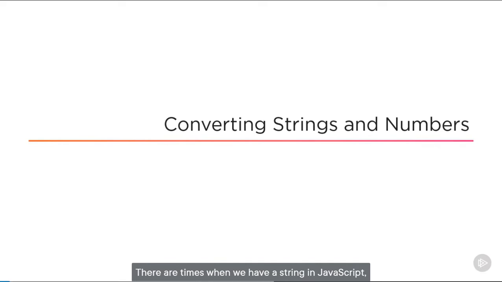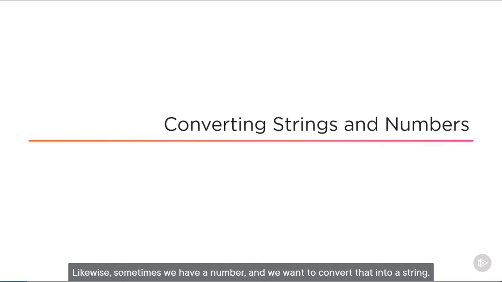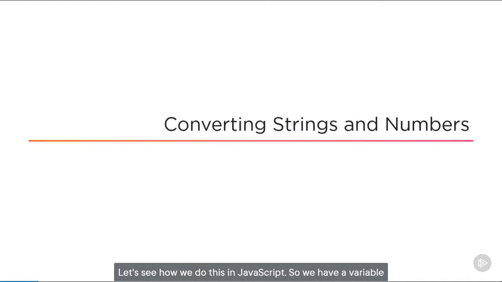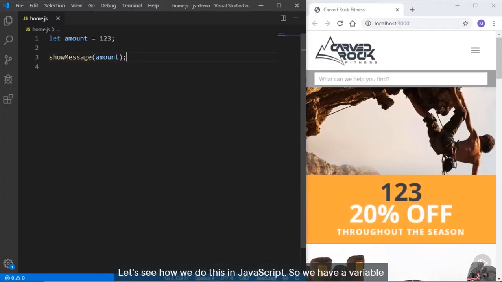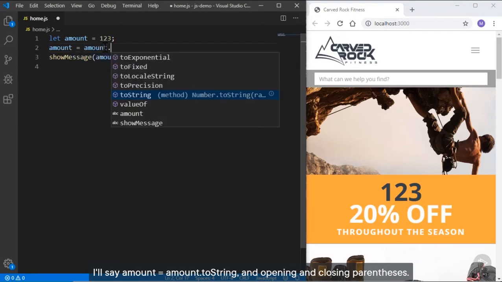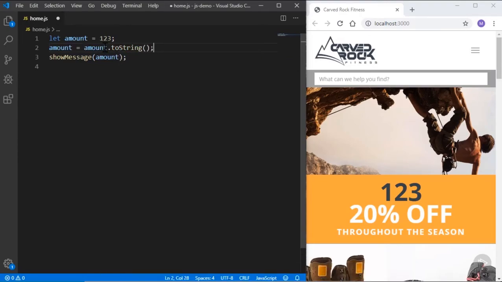There are times when we have a string in JavaScript and we want to convert that string into a number. Likewise, sometimes we have a number and we want to convert that into a string. Let's see how we do this in JavaScript. So we have a variable amount set to the number 123. But what if we wanted to use amount as a string rather than a number? I'll say amount equals amount dot toString, and opening and closing parentheses.